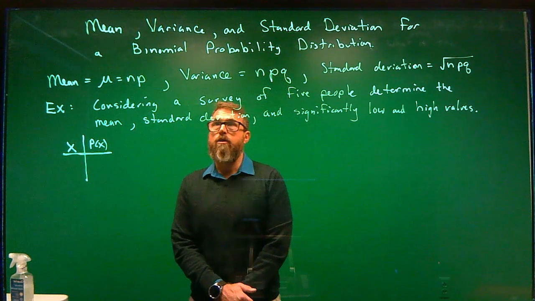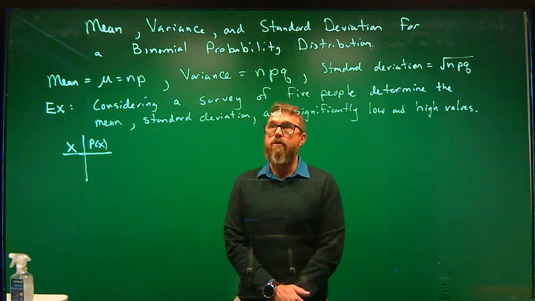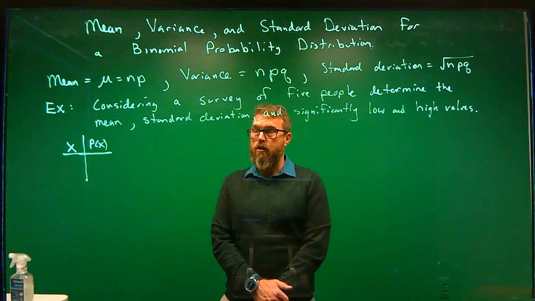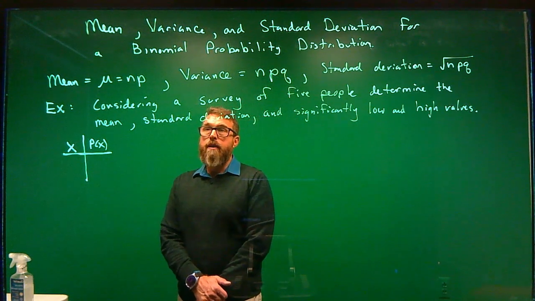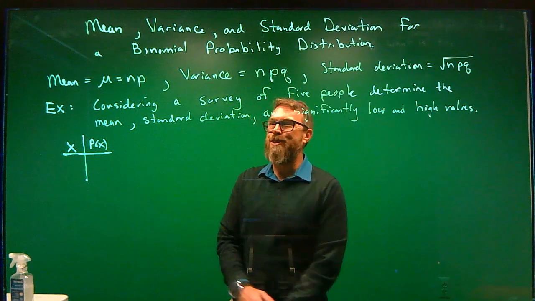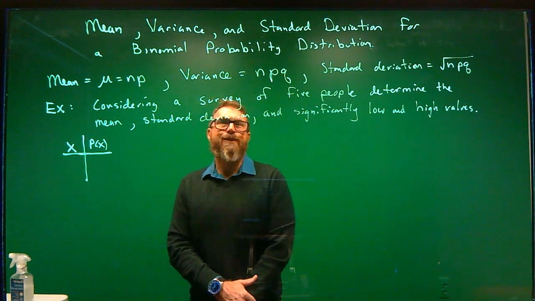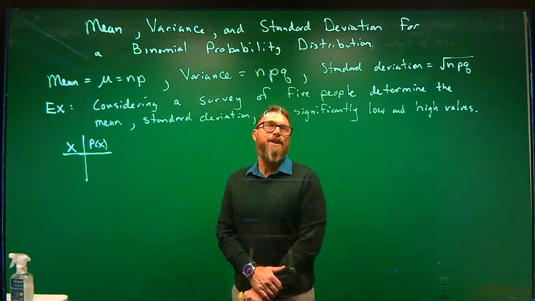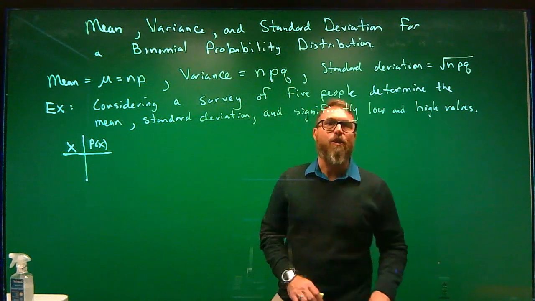So today I'm going to cover the mean, the variance, and standard deviation for a binomial probability distribution. The mean of a binomial probability distribution is going to be n times p. Its variance is going to be n times p times q, and then the standard deviation is going to be the square root of the variance.